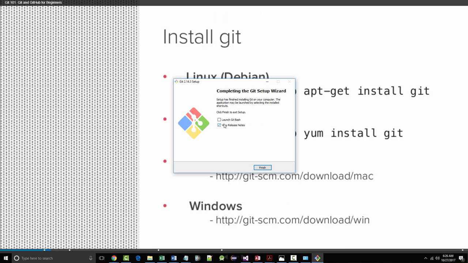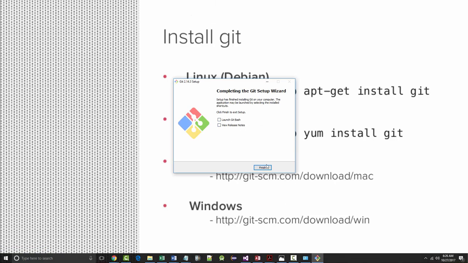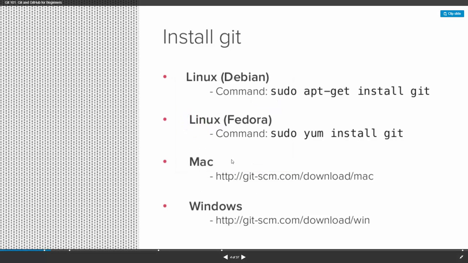Well, I guess it's done already. I don't need to view the release notes, and I don't want to launch it yet, so I'm just going to click Finish. All right. So you saw how fast that was, even at 425 meg. So this is where you can go to download it. Probably when I do it in the class, I'll probably uninstall it and reinstall it even again.